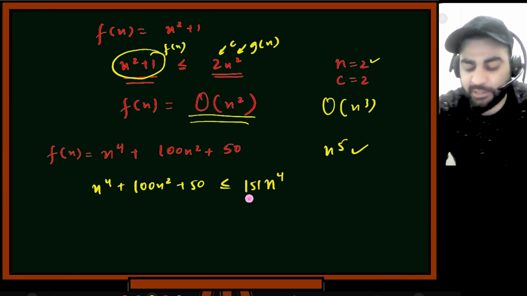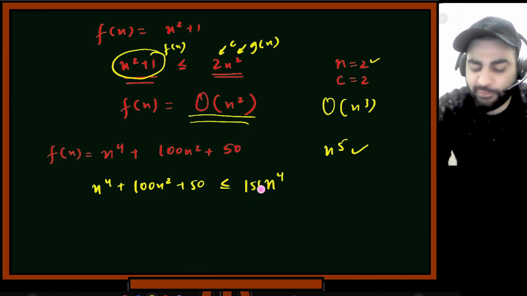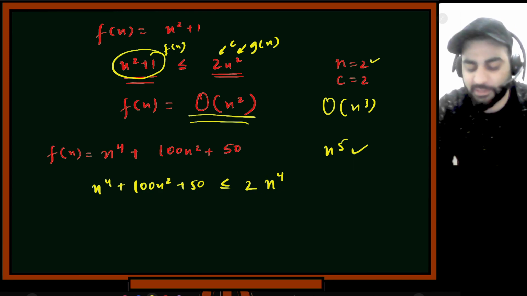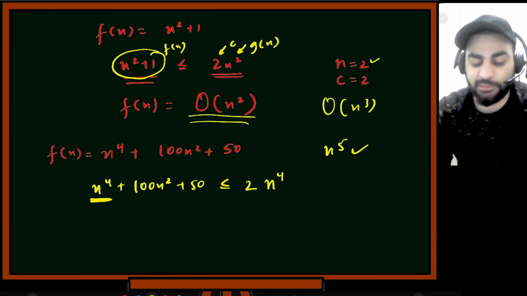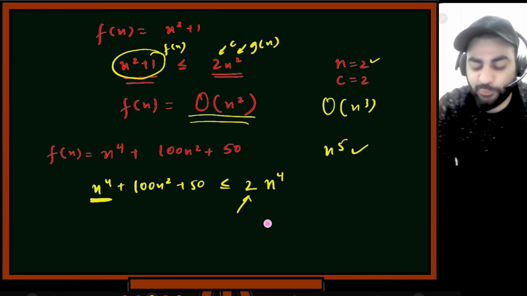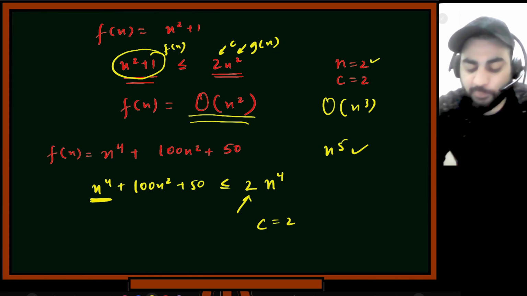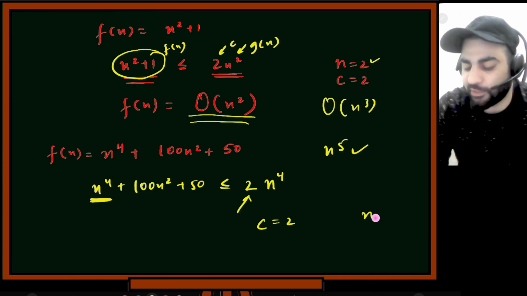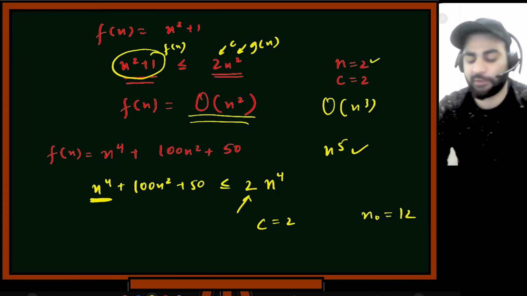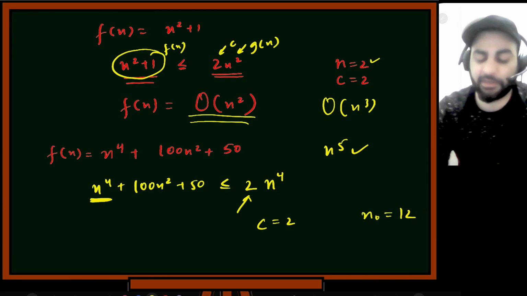Like where you said that this is 151 n to the power 4. You can even just say 2 n to the power 4, because this is the highest term. Now it is having constant 1, you can just multiply it with 2. Now c is equal to 2, and after what value will it surpass, that you will have to see. Roughly I can say n naught is equal to 12 or something. So after 12 this will surpass it again. But your answer was also good.